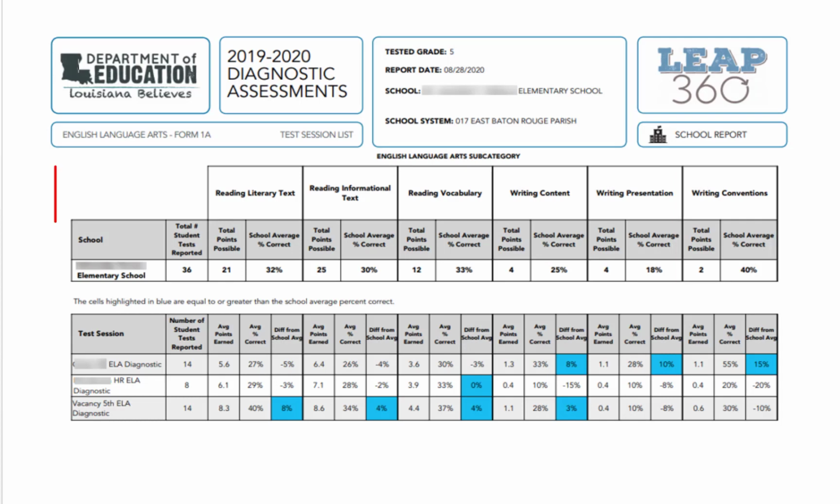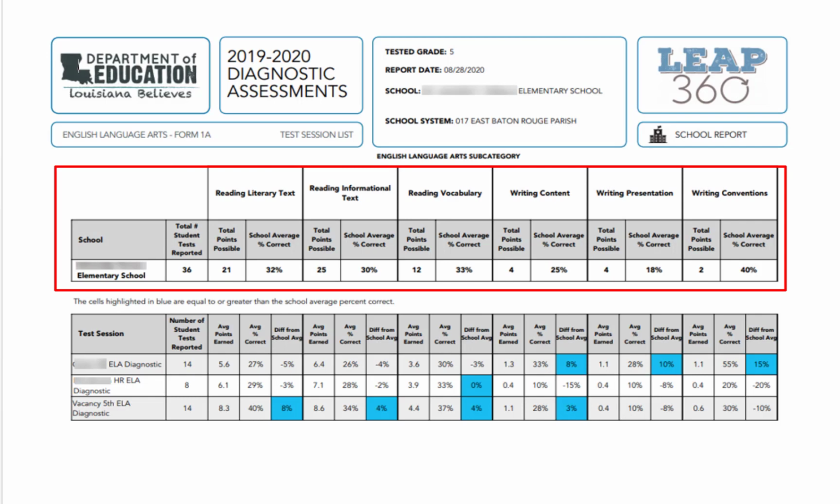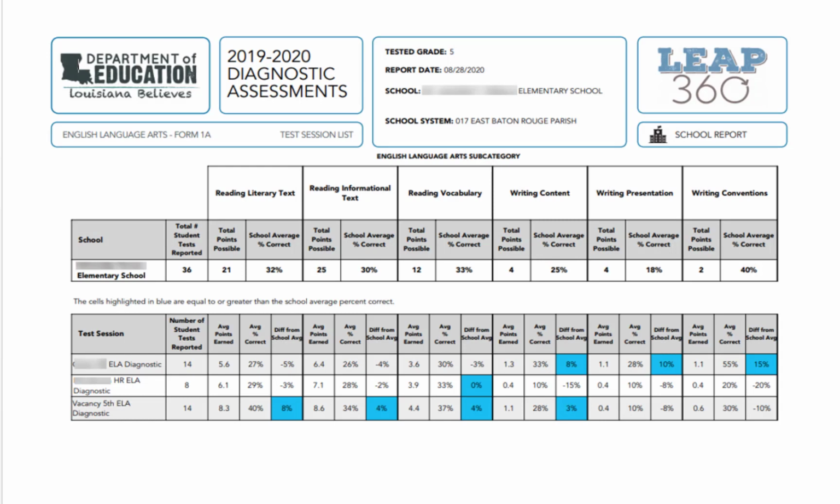Okay, so we talked about this part being your school. Your school is going to be listed here. What's going to show up next are all of the sessions dealing with ELA Form 1A Grade 5. The school created 3 test sessions, and notice they're listed here: test session 1, test session 2, test session 3.